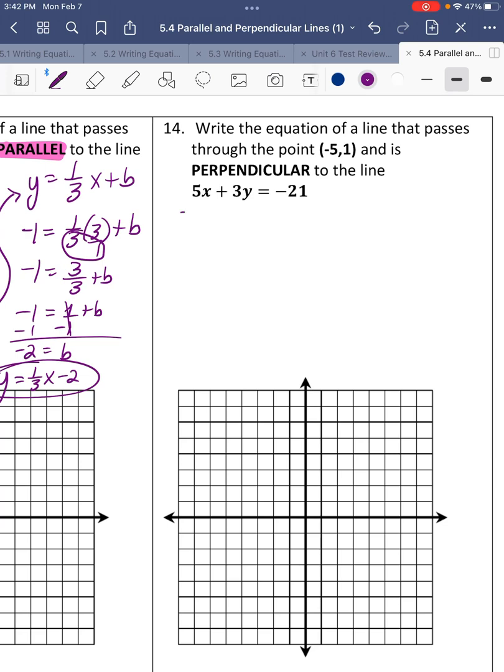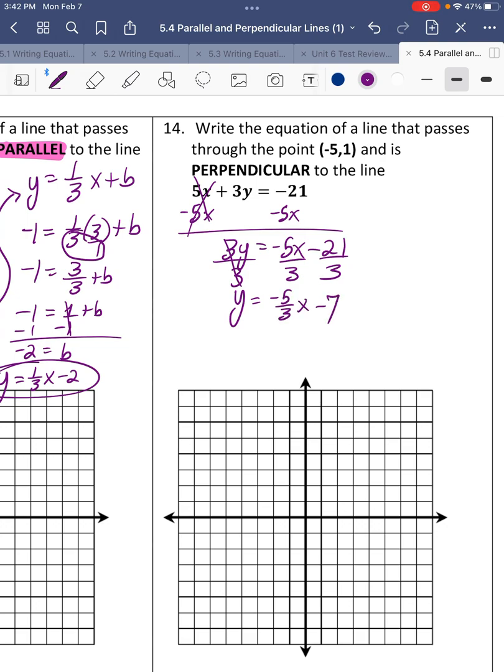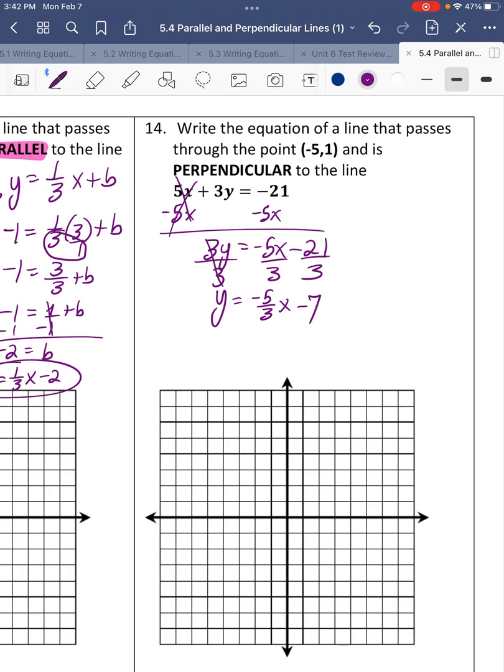All right, last one. Perpendicular slope. So we need to solve. I'm going to subtract 5x, subtract 5x. The 3y comes down. Negative 5x, subtract 21. Divide by 3, divide by 3, divide by 3. So for our perpendicular slope, we need to change the sign. So here's the slope of our line. A perpendicular slope is going to be, switch the sign. It was negative, it's going to be positive, and then flip the numerator and denominator. So it'll be 3/5.